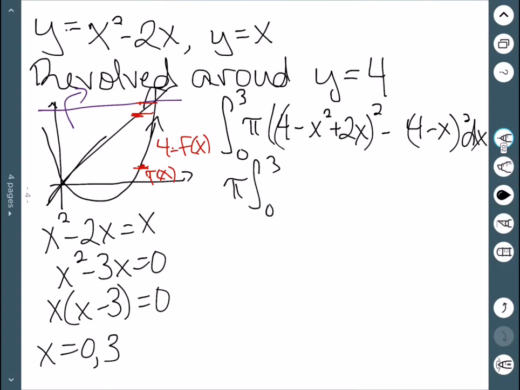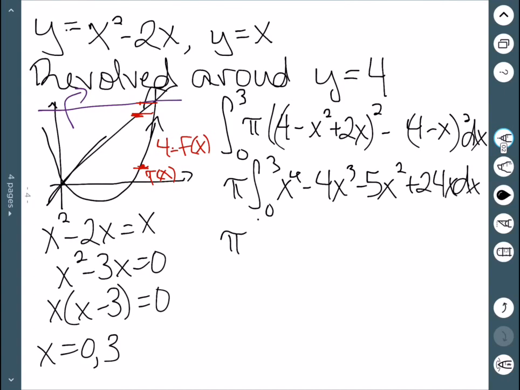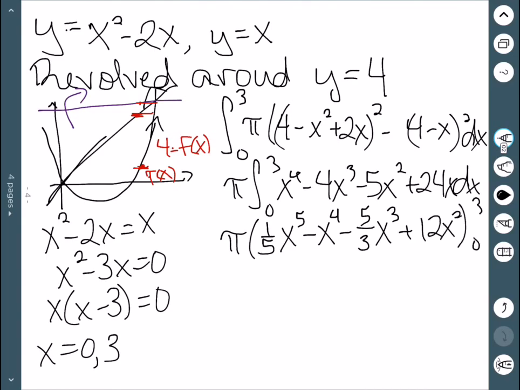If I try to simplify this integral, I end up with x to the 4th minus 4x cubed minus 5x squared plus 24x dx. Integrating this, it becomes 1/5 x to the 5th minus x to the 4th minus 5 over 3 x cubed plus 12x squared between 0 and 3. And evaluating this gives me 153 pi over 5.